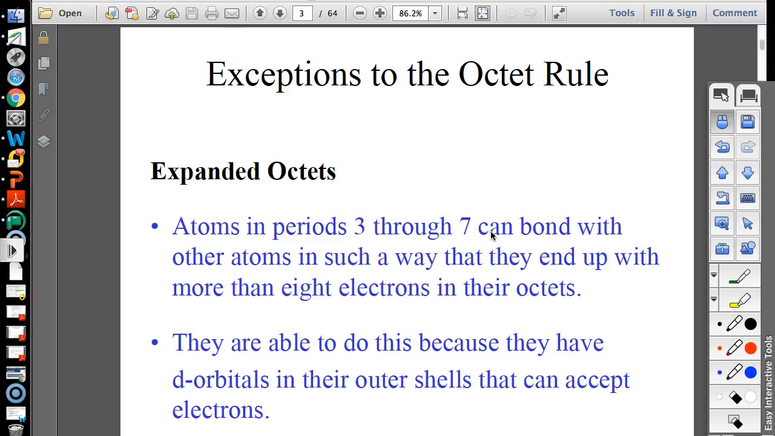So let me show you what that looks like. Before I move on though, on the AP exam, they'll ask you why nitrogen cannot have an expanded octet, but phosphorus can. Nitrogen cannot, because in the 2nd energy level, there are no d orbitals. D doesn't start till 3. See what I mean? They will ask you about that.